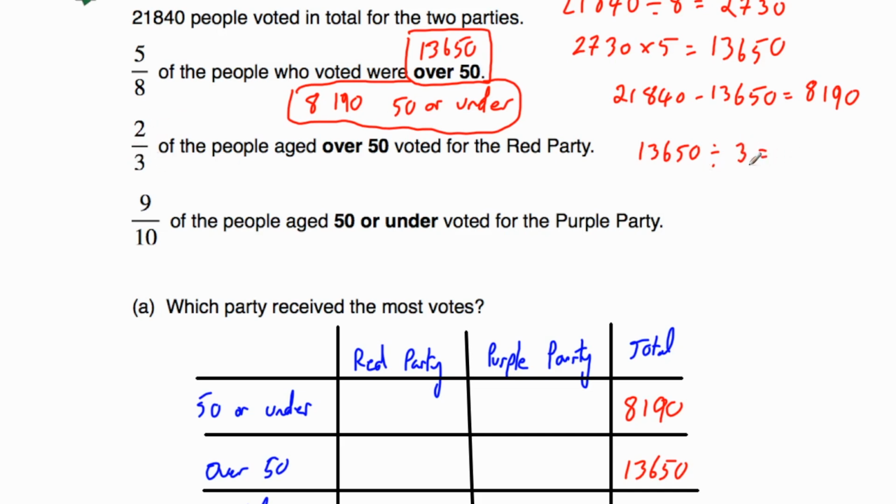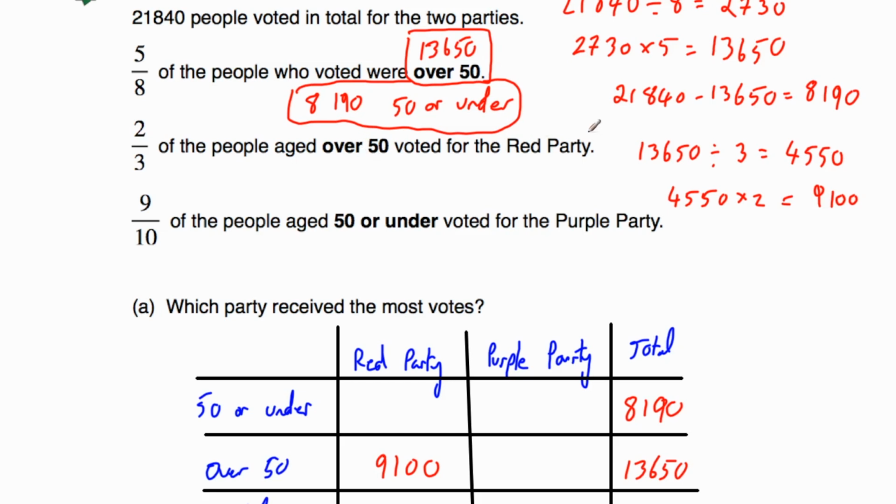So we're going to divide it by 3 to begin with. So 13,650 divided by 3 is equal to 4,550, and then we're going to multiply by the top, so 4,550 multiplied by 2 is equal to 9,100. So that means that 9,100 people who are over 50 voted for the Red Party. So for the Red Party, over 50 would be 9,100. So we now know that 9,100 people who are aged over 50 voted for the Red Party.